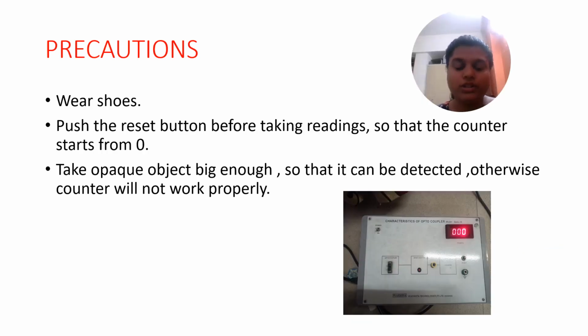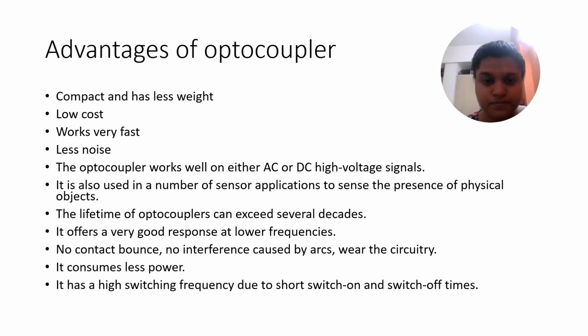Now I come to precautions. One must wear shoes before going to the lab or doing any experiment, because you must protect yourself from electric shocks, which is very necessary. And also in this experiment, as you can see in the figure, there is a 3-digit counter. So you need to press the reset button so that the counter becomes 000, so that you can get accurate measurements. Also, take opaque objects which are big enough so that they can be detected, otherwise the counter will not work properly.